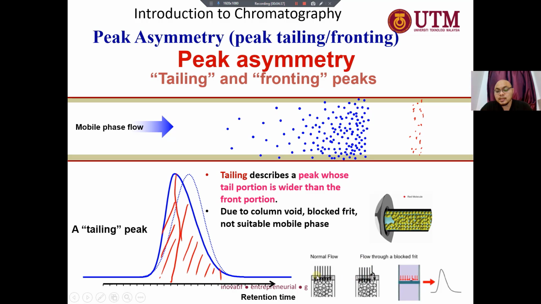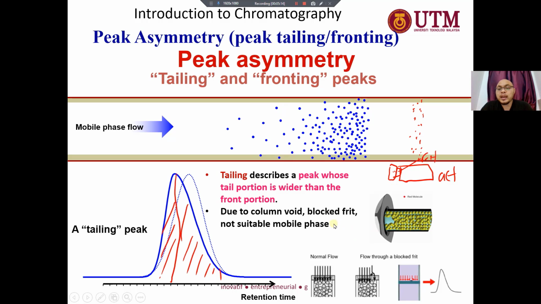For example, if we look at the HPLC column, they have a guard and also the column. Between the guard and the column, they have a frit. The frit acts as a filter. So when the frit is blocked, some of the analyte will be left behind, so it will cause the tailing peak.